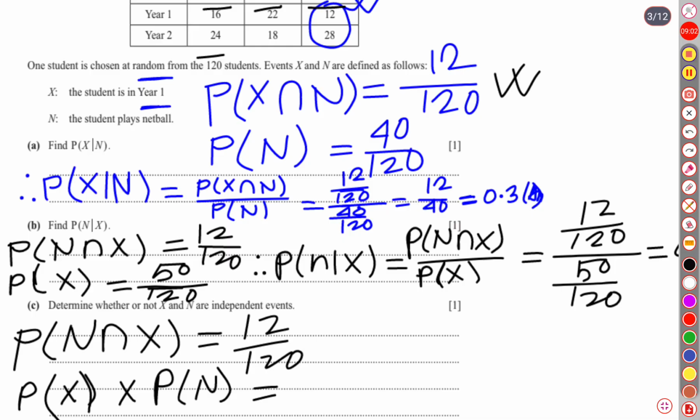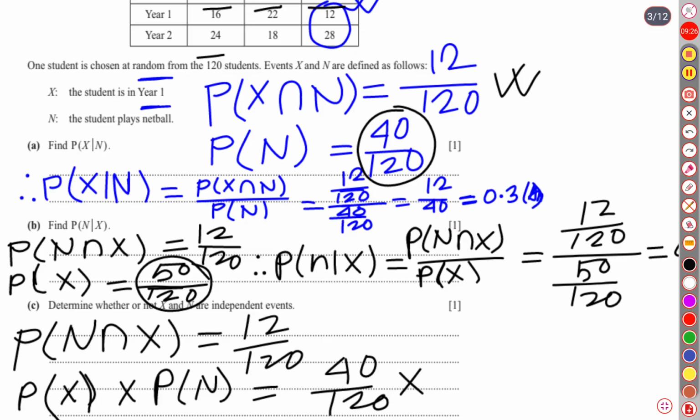If we find the probability of each of them individually, I mean the product of the probability of each of them, it is going to be... look, x was what? N was 40 over 120 and x was 50 over 120. So 40 over 120 into 50 over 120. Finally, if we dissolve the zeros, it is going to be 1 over 10.